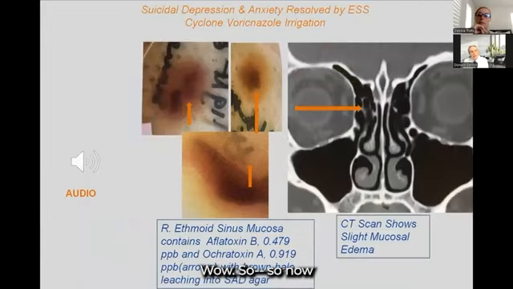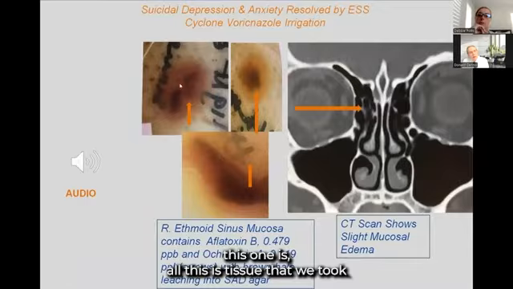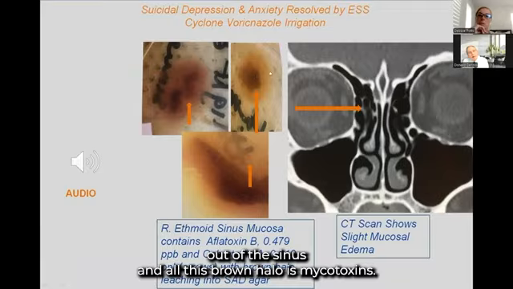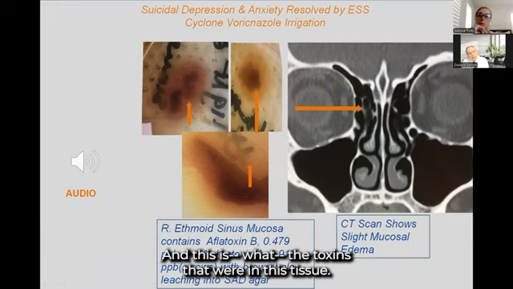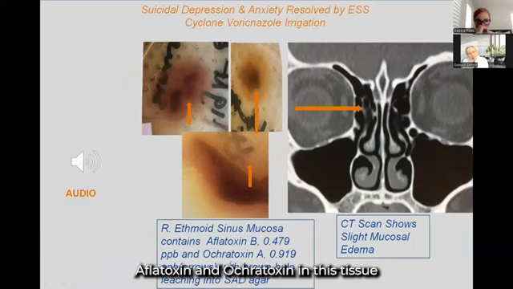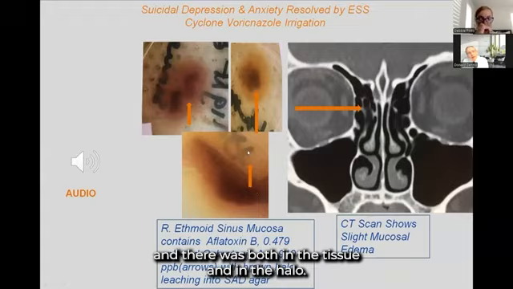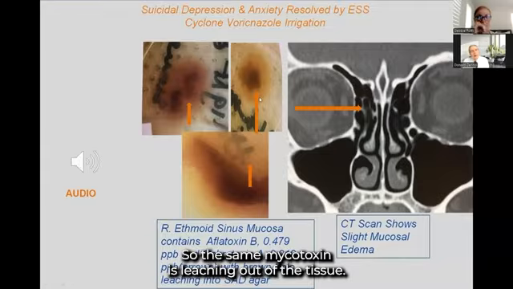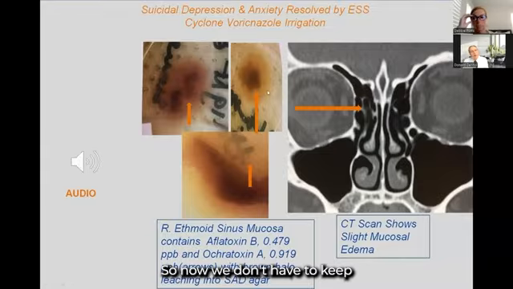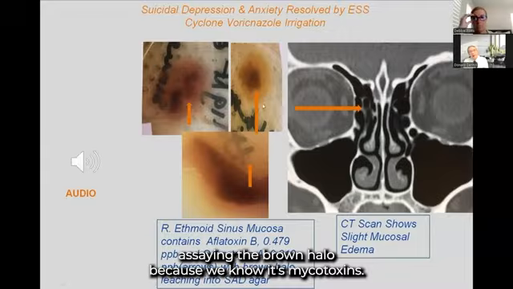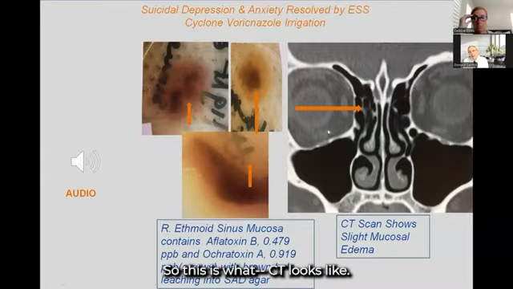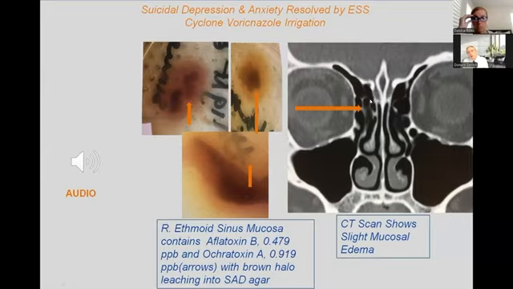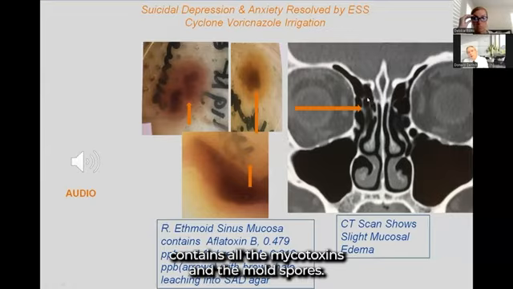Wow. So now this is tissue that we took out of the sinus, and all this brown halo is mycotoxins. The toxins in this tissue, aflatoxin and ochratoxin, were both in the tissue and in the halo. So the same mycotoxin is leaching out of the tissue. Now we don't have to keep assaying the brown halo because we know it's mycotoxins. Okay, so this is what CT looks like. This is the tissue that contains all the mycotoxins and the most spores.